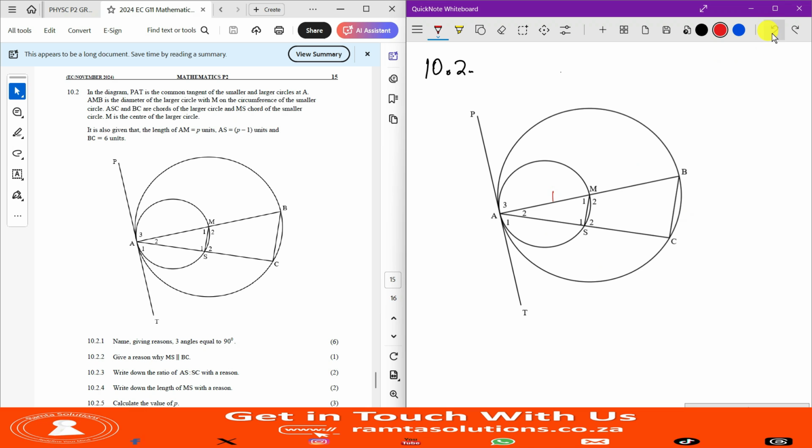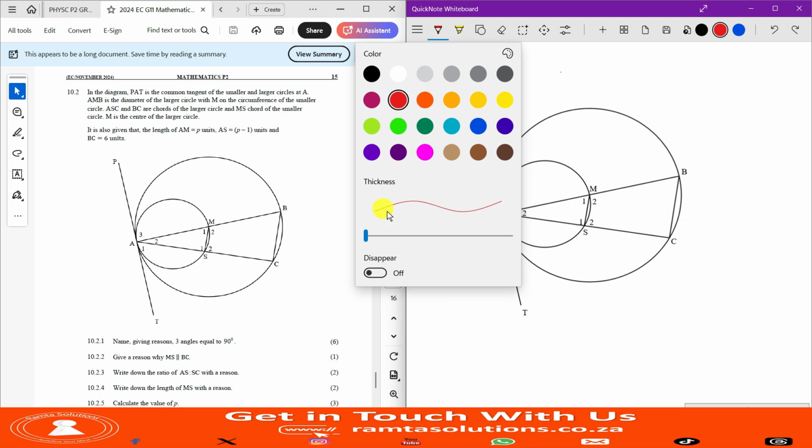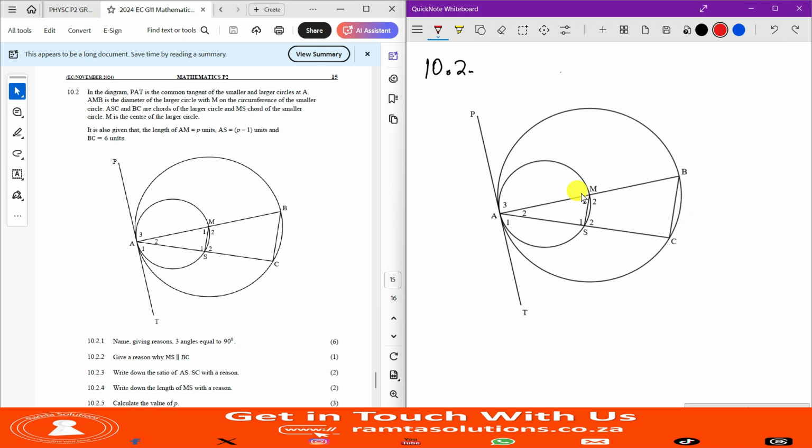They are too small. I can't even see them. So this was P, this was P, this was 6, and this one was P minus 1. All right? Anything else? Okay, this is it.